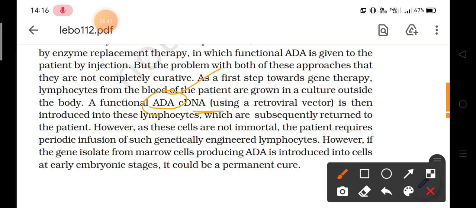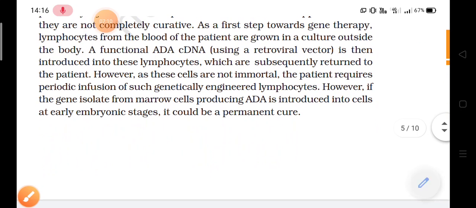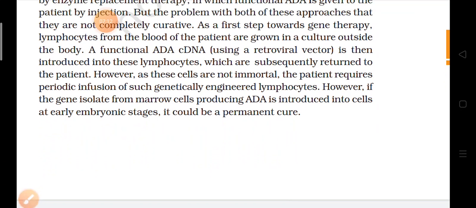However, as these cells are not immortal, the patient requires periodic infusion. We are talking about bone marrow transplantation, so what will be done? Some lymphocytes will be taken, they will be treated with ADA cDNA, and again returned to the body of the patient, but these will produce the blood cells, and blood cells are not immortal. So the patient will be in need of visiting the hospital again and again.